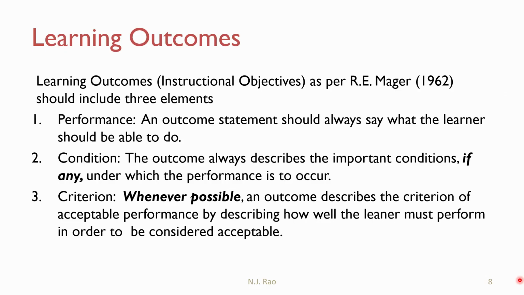So, condition and criterion are optional elements. If they do not exist, the only part as per Mager that stays is performance. So, when you merely say performance, it is like another word for learning outcome.